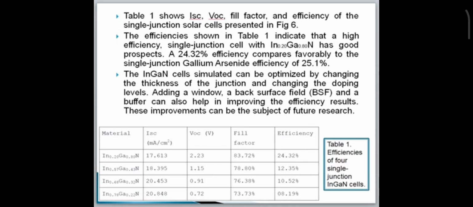When the value of x is equal to 0.20, the fill factor is 83.72% and the efficiency is approximately 24%. If you change the mole fraction to 0.57, the efficiency is reduced to 12.35%. When you increase the mole fraction to 0.68, the efficiency is reduced to 10.52%. And if you increase the mole fraction to 0.78, the efficiency is reduced to 8.19%.